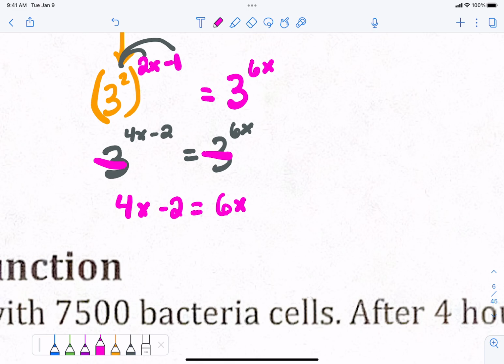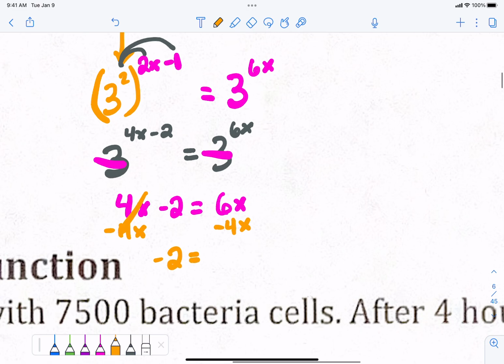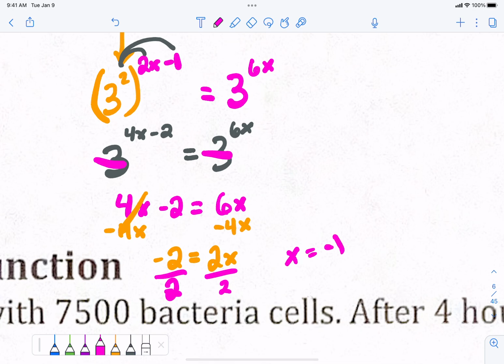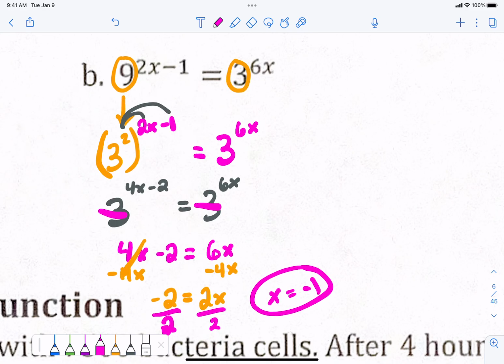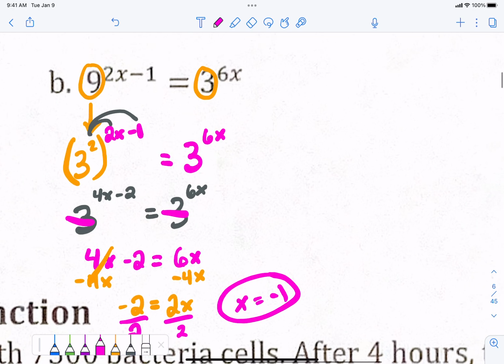What do I do now? Subtract 4x. Yeah, let's get the 4x and the 6x together. So minus 4x, got it? Negative 2 is equal to 2x, okay? And then let's divide by 2. What's negative 2 divided by 2? Negative 1. Negative 1, you betcha. So x equals negative 1. Okay, so that was maybe a little bit harder to solve for. Maybe not, I don't know. Was it okay? Yeah. Okay, sure.